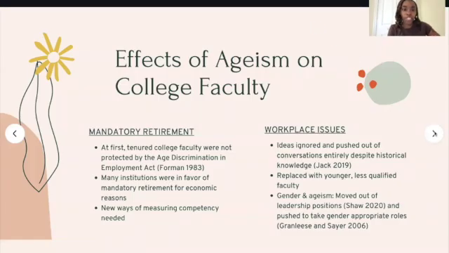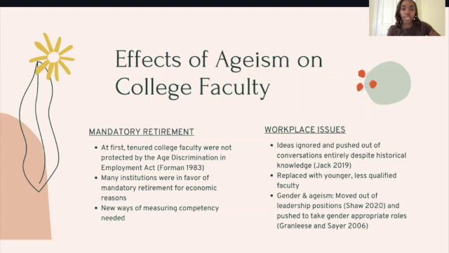Within higher education, ageism affects both older college faculty and older students. Starting with faculty, ageism plays a role in many issues they face in the workplace, as well as how long they are able to work in their offices.